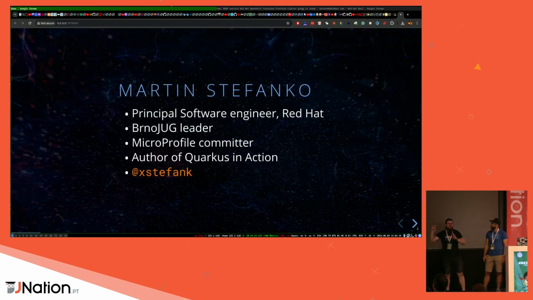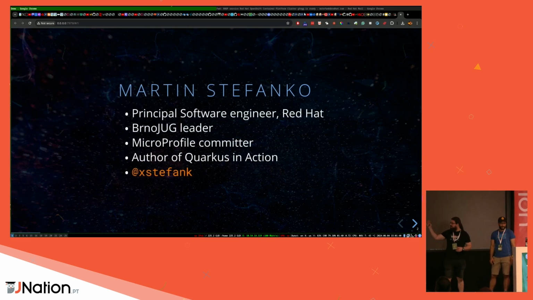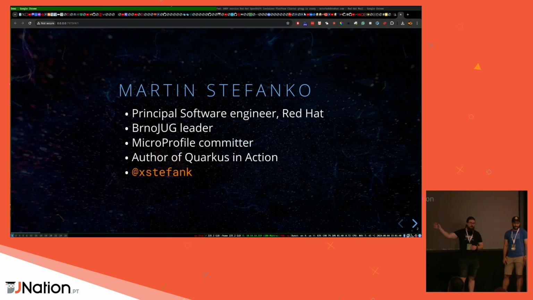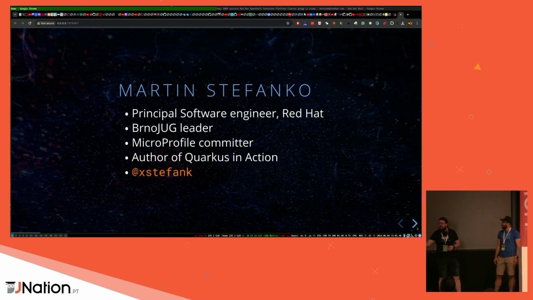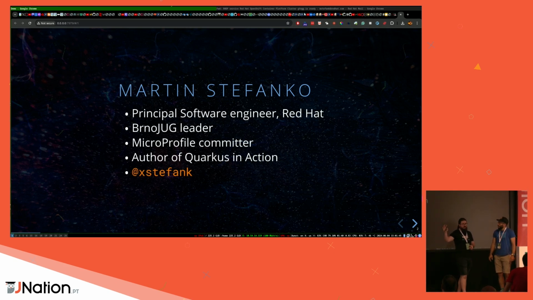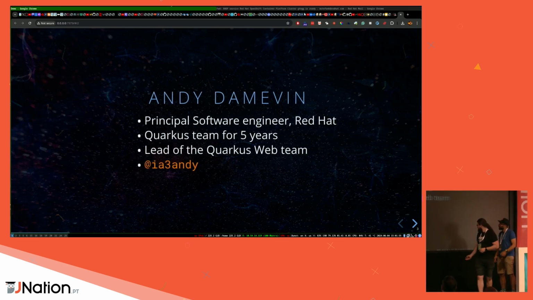So, really shortly about ourselves. As I said, my name is Martin Stefanko. I work at Red Hat as principal software engineer. I lead the Java user group in Brno in Czech Republic. And most importantly, I'm currently writing my first book called Quarkus in Action. So if you stick to the end, there will be a nice surprise. And you can find me everywhere online as Stefanko.